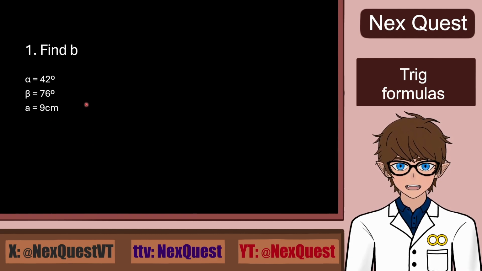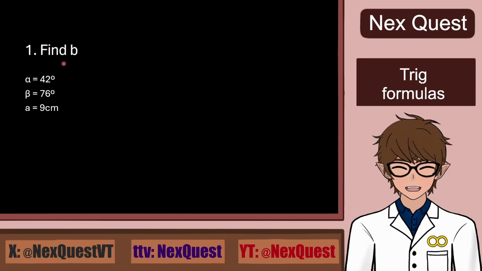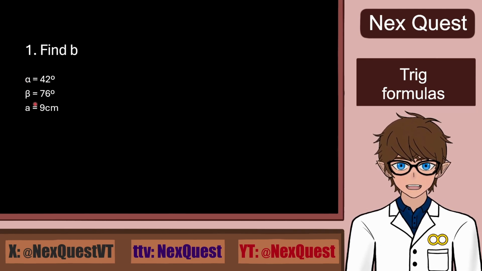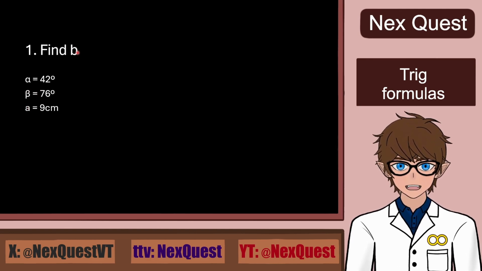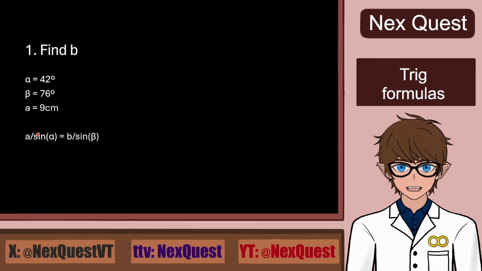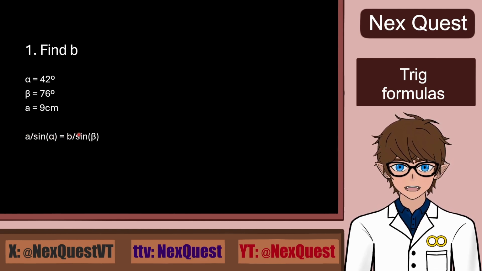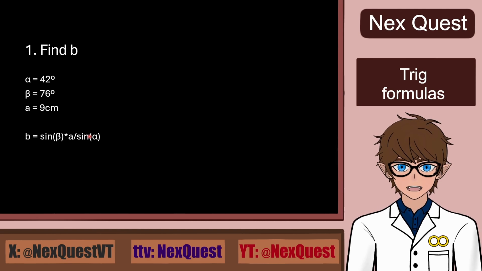So our first exercise wanted us to find the b value in our triangle. Here we have given alpha, beta, and the length of a. Since we have alpha and a, which are supposedly two opposite sides, the angle opposite to the side, and beta supposedly opposite to b, we can use the sine law. So a divided by sine of alpha equals b divided by sine of beta. Now we isolate b and solve for it.